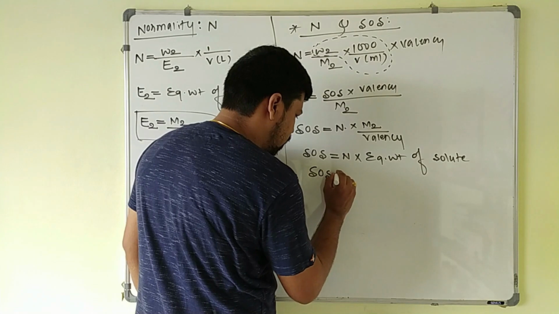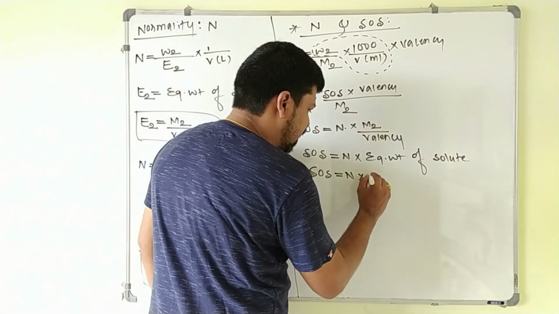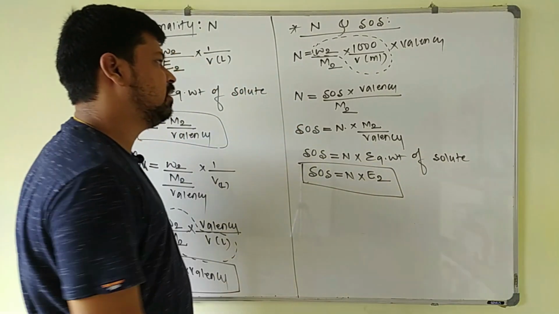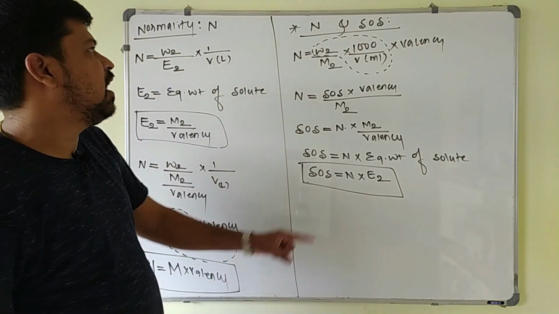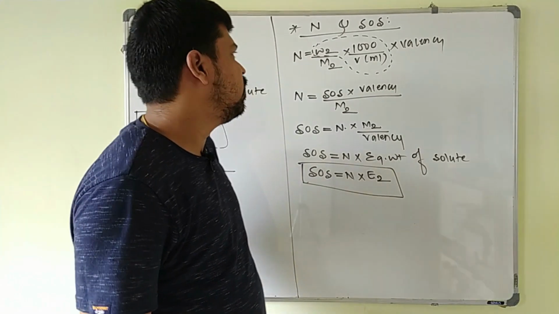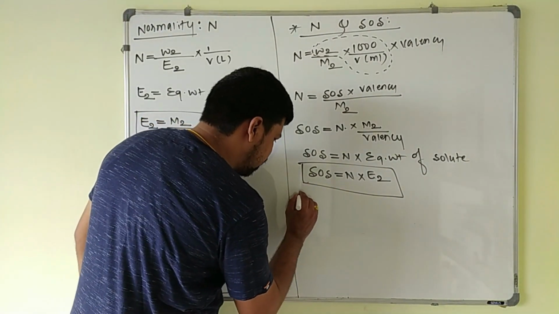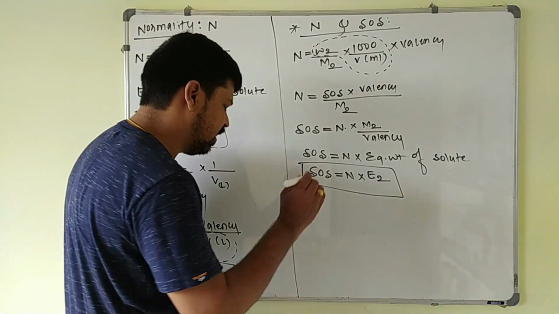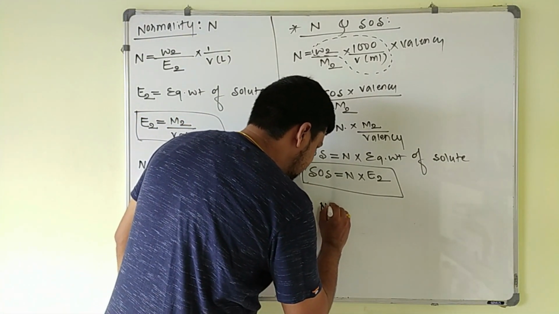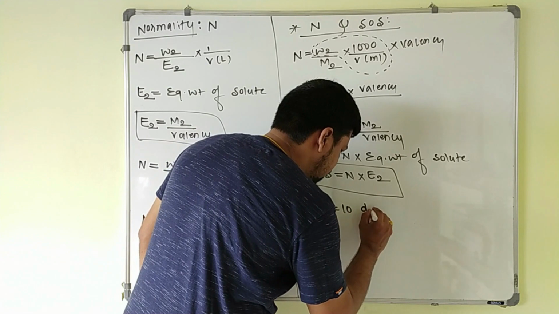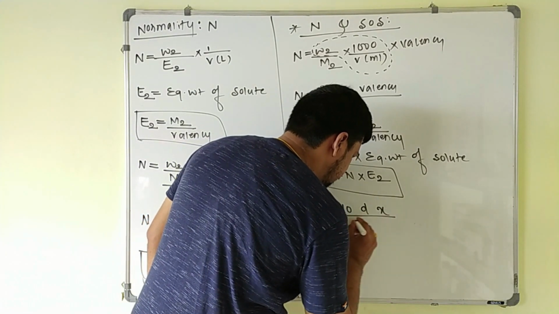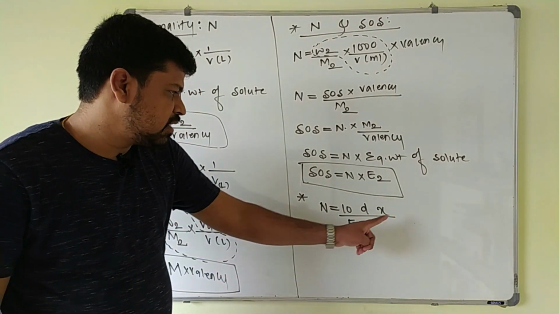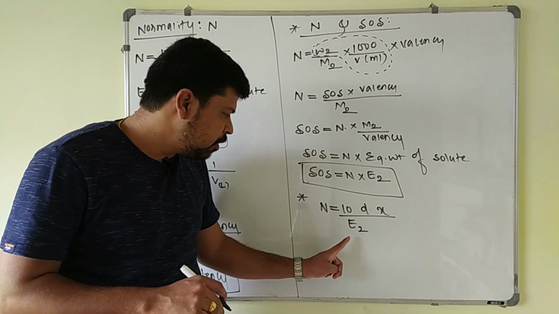So SOS is equal to normality into equivalent weight of the solute. E2 I have taken here. So this is another relation which relates normality and the strength of the solution. Next one, whenever density and mass percentage of the solute is given, then normality is equal to 10dx divided by E2. This is another formula. X is the mass percentage of the solute, E2 is what?